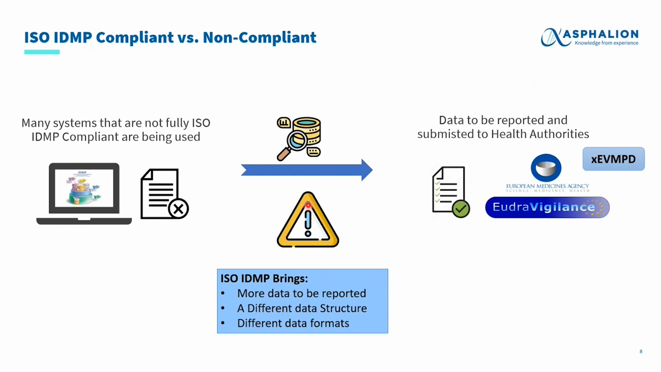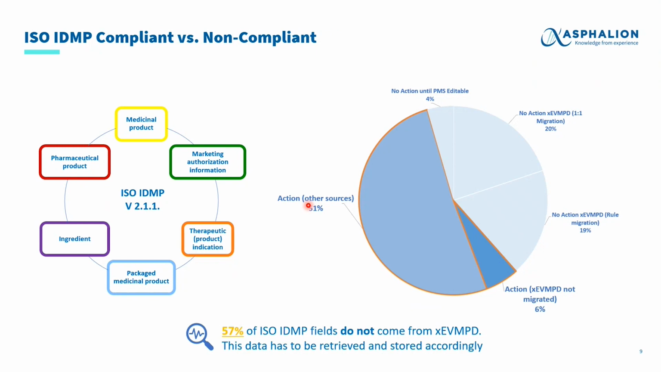Let's look a little bit deeper into it. These would be all the fields that are involved in XEVMPD, and we can see that there is a little section that does come from XEVMPD. Fantastic. These fields, we can forget about them for now. But there are more than half of the fields that do not come from XEVMPD. This means that the data for these fields has to be retrieved and stored accordingly, and the sources of this data can vary significantly, so it must be taken into account.